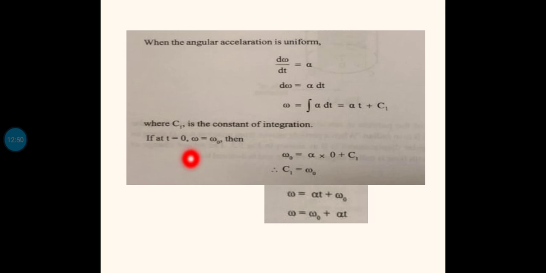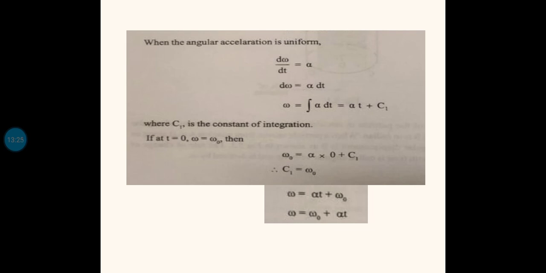Now we want to find the value of this integration constant. So for that we are using this condition. If at t equal to 0, omega equal to omega 0. Omega 0 means initial angular velocity. If at time t equal to 0, the velocity is the initial velocity, that is omega 0. Now omega 0 equal to alpha into t, where t is 0, plus c1. So c1 equal to omega 0. From this equation we get omega equal to alpha t plus omega 0, or omega equal to omega 0 plus alpha t. This is one general equation you have to remember.